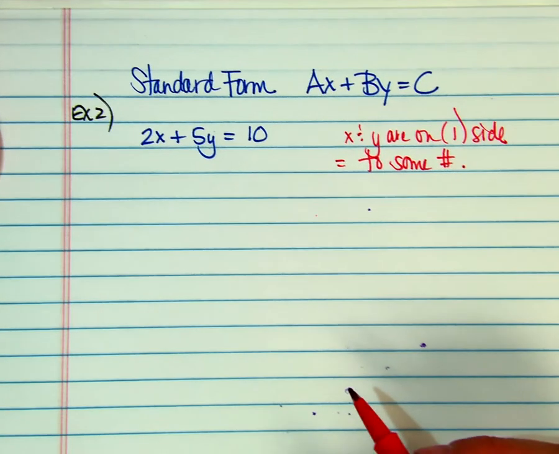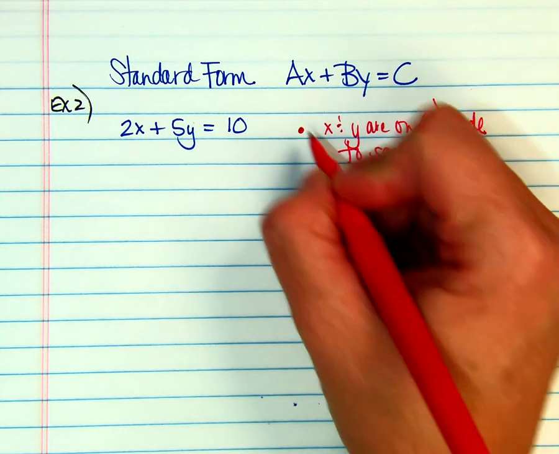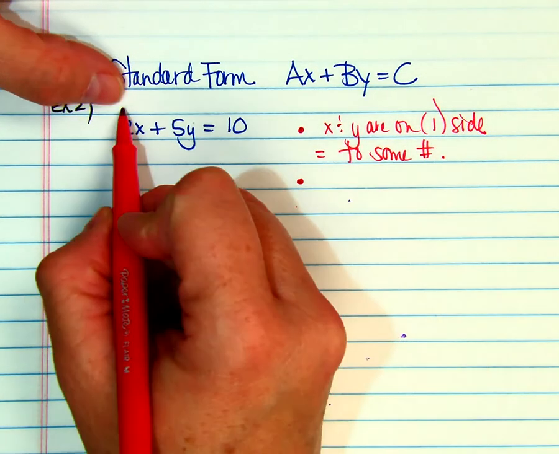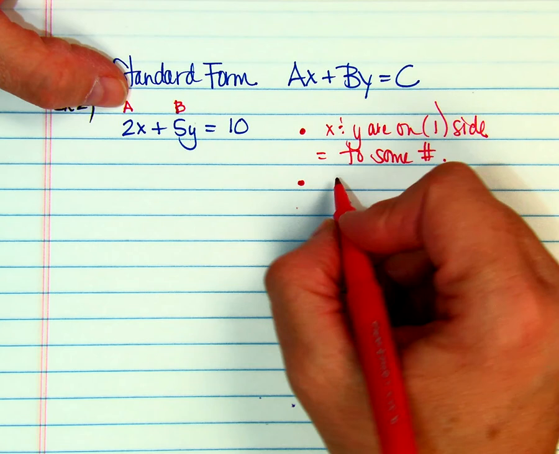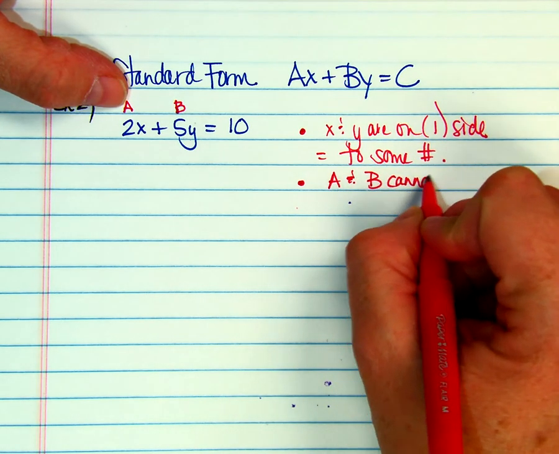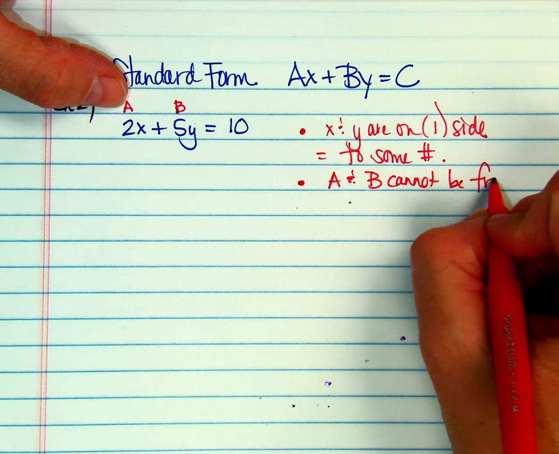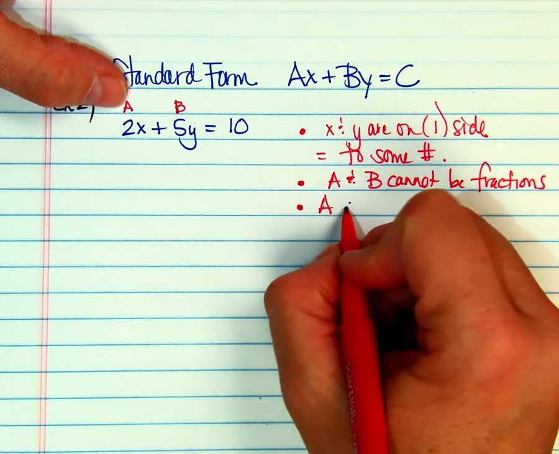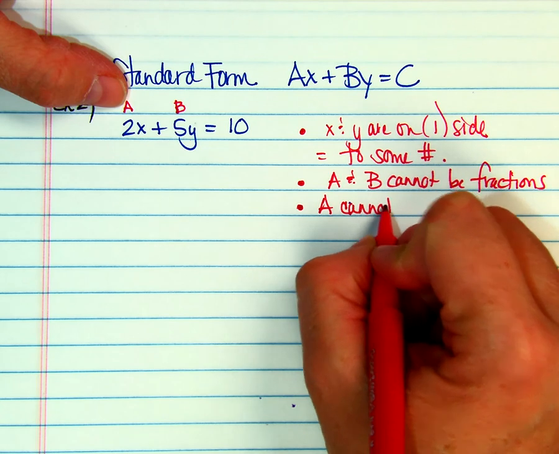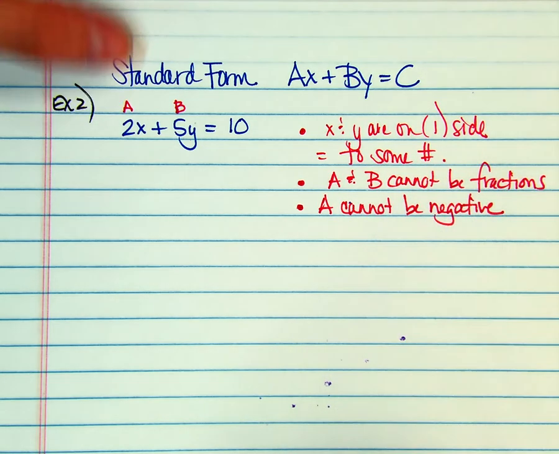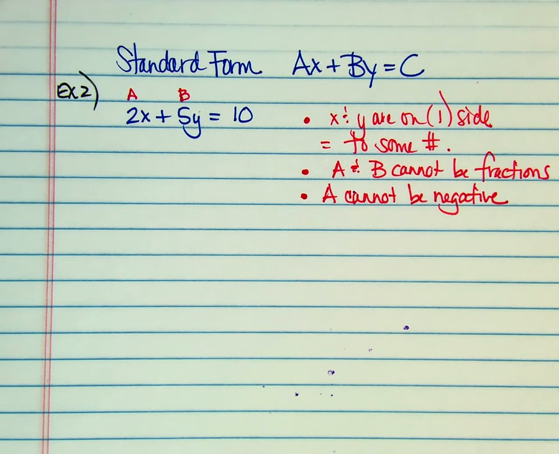Depending on the teacher or the textbook, you have some restrictions. That would be that your a, which is your number in front of the x, and your b, which is the number in front of your y, cannot be fractions. And I learned that a cannot be negative. That's just going to depend on what teacher you have as far as what they're looking for.